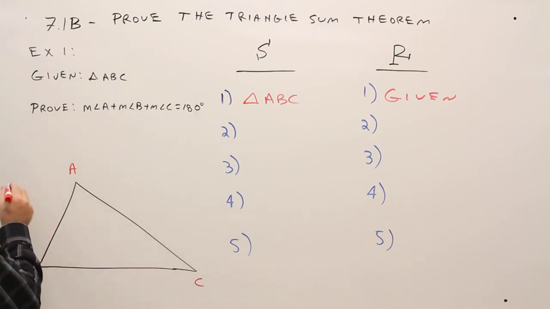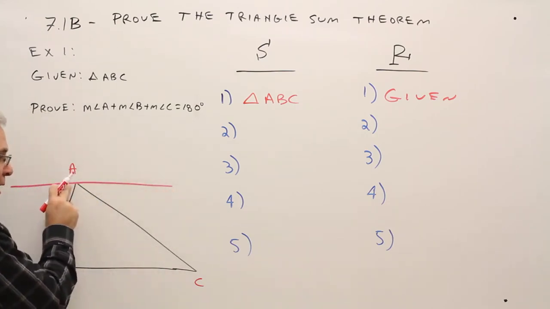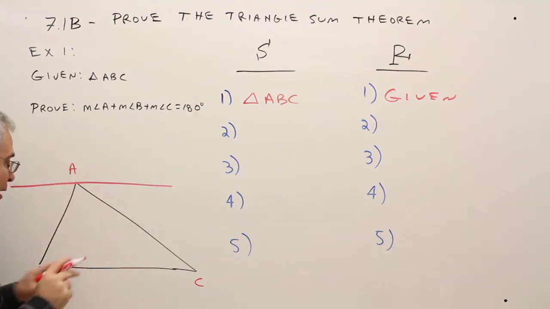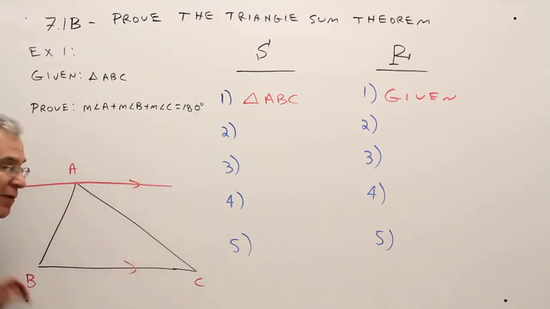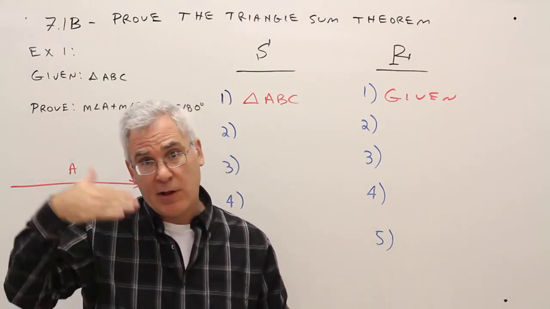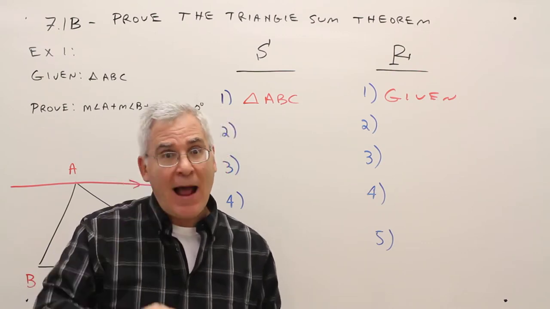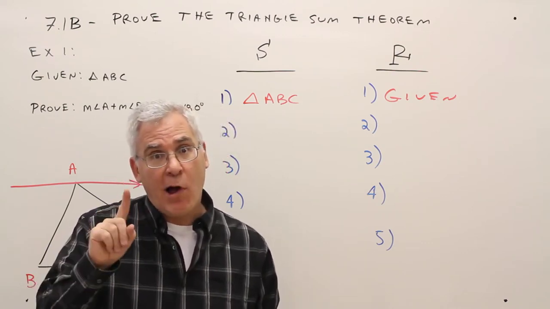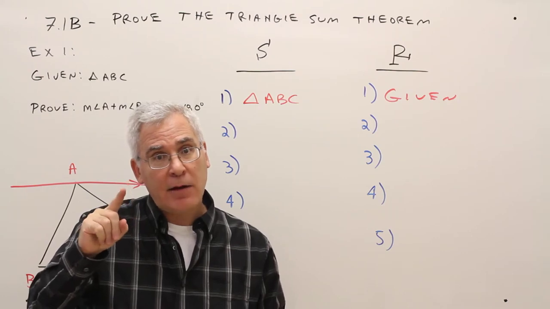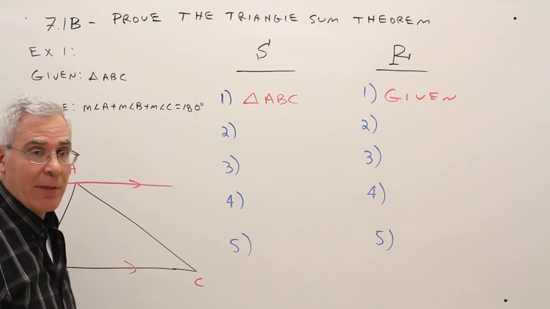What we're going to do is we're going to draw a line through A such that it's parallel to BC. And you might say, what allows you to do that? Two things, auxiliary line and the parallel postulate. Euclid's fifth postulate states, there is one and only one line through a point not on the line that is parallel. And we've just done that there.